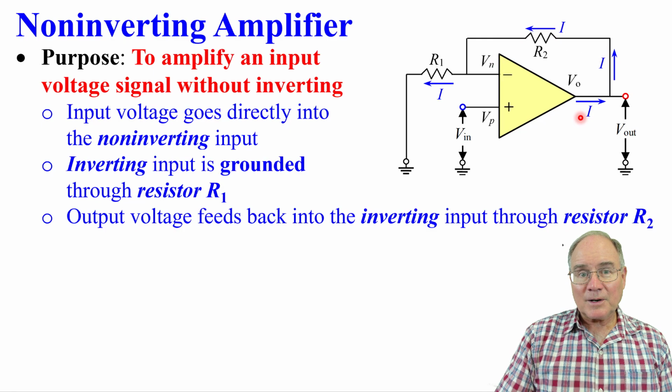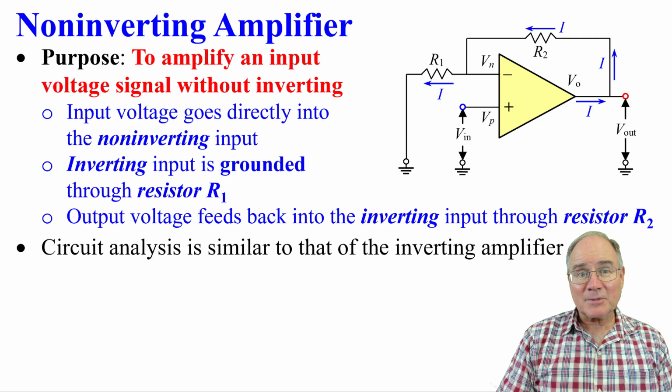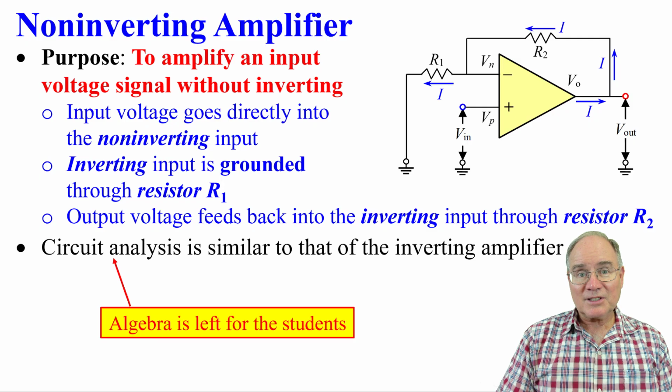And this time the current goes the opposite way. Current is supplied by the output of the op-amp. Again, for a high impedance device like a voltmeter, negligible current flows here, so it must go up and around. And with extremely high impedance here, it has to go this way to ground. The circuit analysis is similar to that of the inverting amplifier, and I'll leave the algebra to the students.